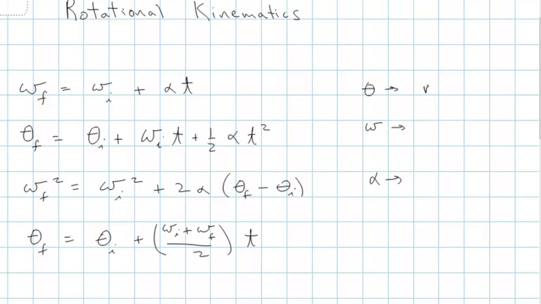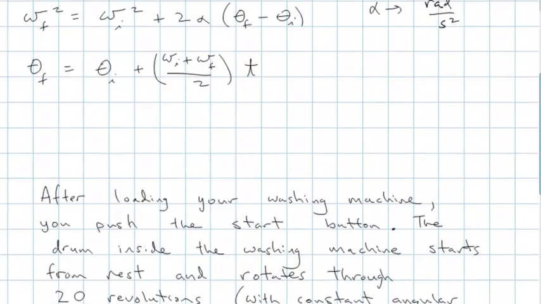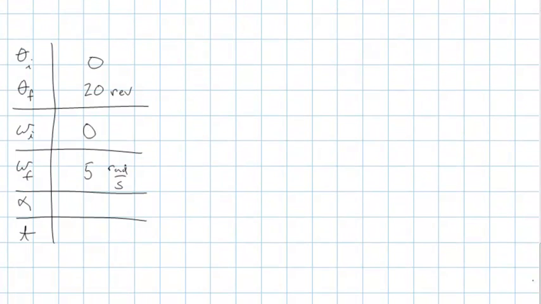If you choose radians, theta could be in radians, omega could be in radians per second, alpha could be in radians per second squared. As long as you're consistent, you can use whichever units you want. And this is true of kinematics equations. What should we use? Why don't we use radians per second for omega, and that means we'll get our answer for alpha in radians per second squared, but we need to convert theta from revolutions to radians. So we need to multiply by 2 pi radians per revolution, and we get 40 pi radians for theta final.